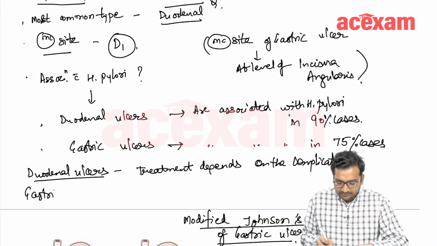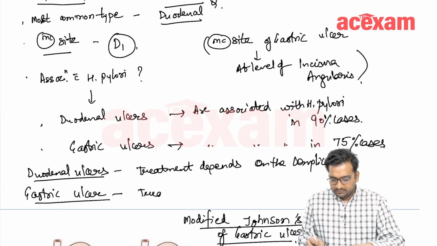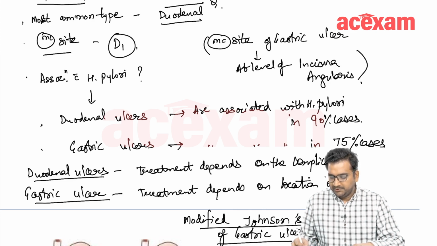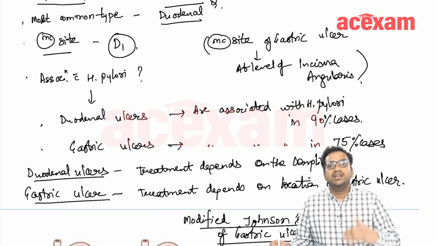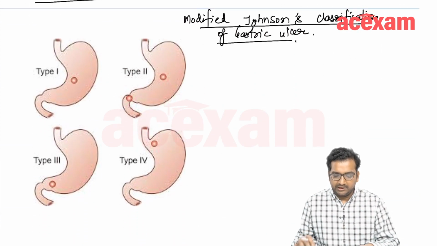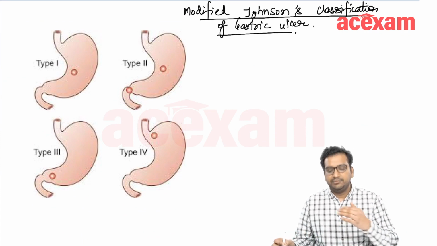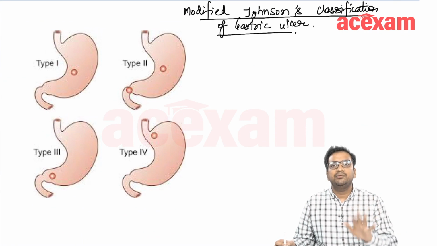Whereas in gastric ulcer, the treatment depends on the location of the gastric ulcer. On the basis of location, there is a classification, that is modified Johnson's classification of gastric ulcer. Okay, this classification is very important for gastric ulcer. On the basis of this modified Johnson classification, it is divided into 5 types.